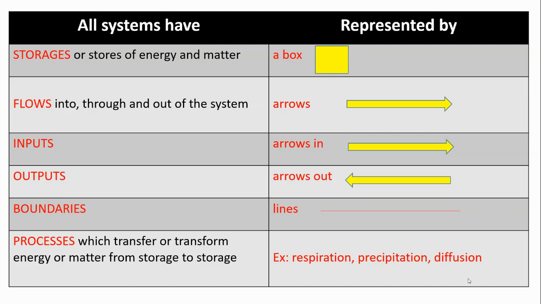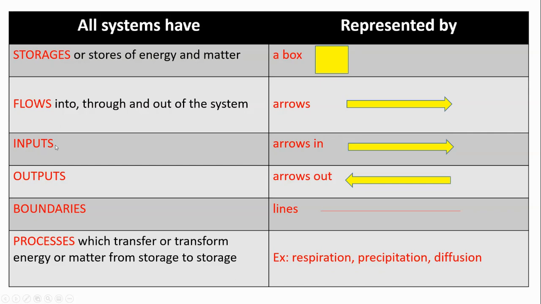So we'll do some drawing of models, and there's a way that we do this. On the left we have all of the things that systems have. All systems have storages of energy or matter. On the right, I'm going to show how you would draw a system using these images. If you want to draw something stored, say in an ecosystem, you would use a box. If you want to show flows of energy into or out of the system, we'll use arrows to show the direction of that flow of energy.